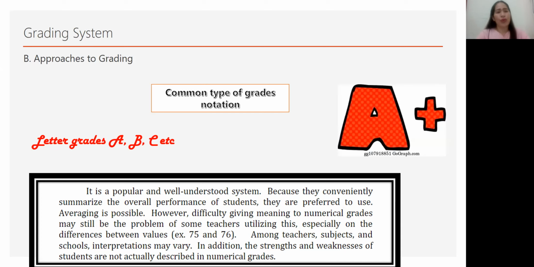Okay, so approaches to grading also include letter grades like A, B, and C. It is a popular and well understood system because it conveniently summarizes the overall performance of students. Averaging is preferred when possible. However, giving meaning to grades may still be a problem for some teachers, especially on the differences between values. Among teachers, subjects, and schools, interpretation may vary.